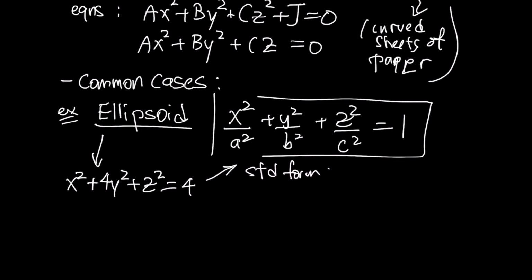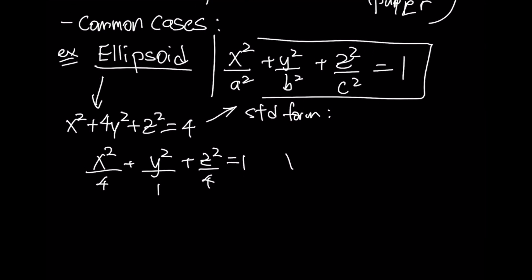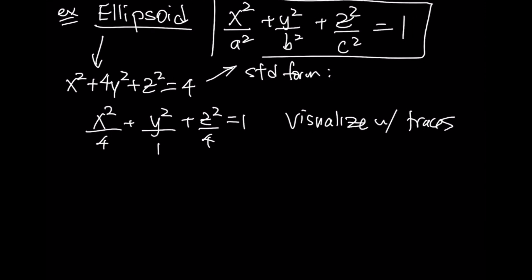So what I'll end up getting is x squared over 4, y squared over 1, z squared over 4 is equal to 1. The best way to try to visualize this is with traces. Traces are when you take coordinate planes and intersect the surface and try to see what the resulting curve is. So we're going to start with the z direction first. So let's talk about z traces: 2, 1, 0, negative 1. And we're going to continually refer back to this equation.